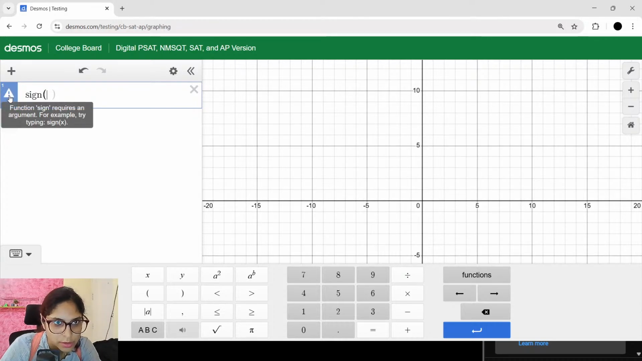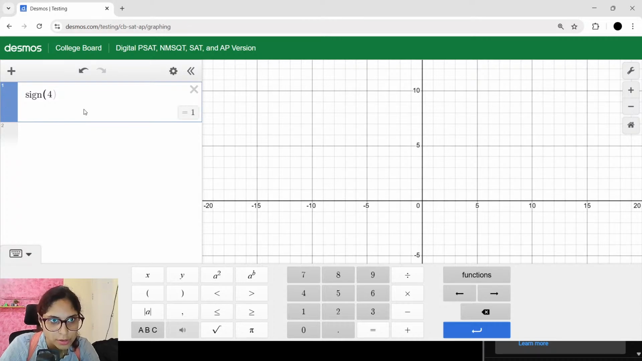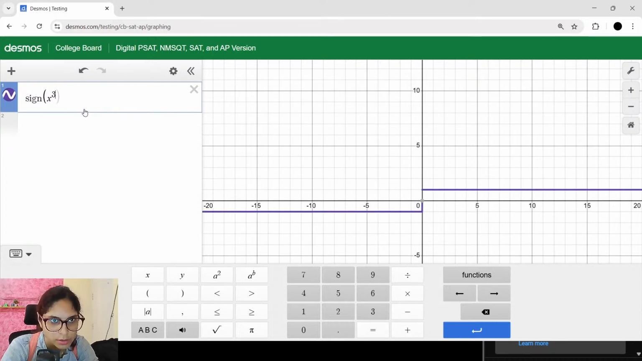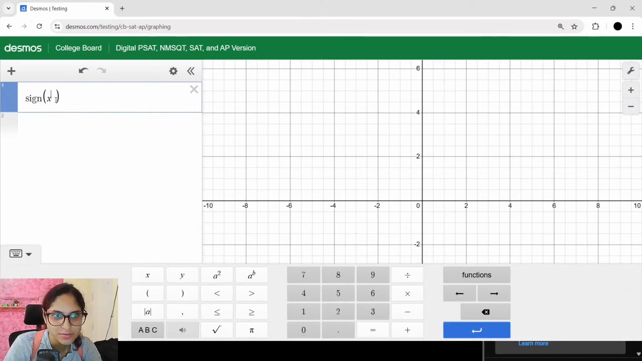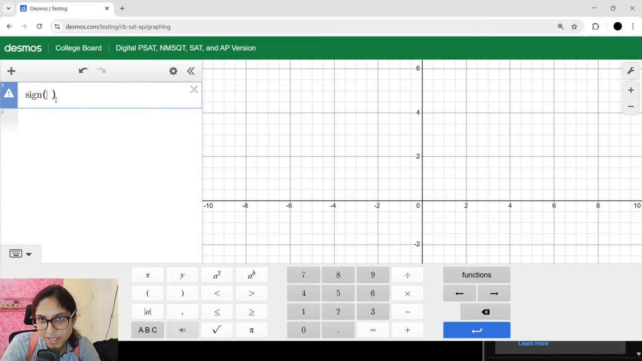Okay, what do you want? 4. Negative 4, it's negative. So it's just showing you whether the number is positive or negative. For positive, it will give you 1. For negative, it will give you negative 1. And if you want to find out the sign for any function, that's where it becomes important. See over here, greater than 0, it's positive. Less than 0, it's negative. At 0, it's 0. Okay.